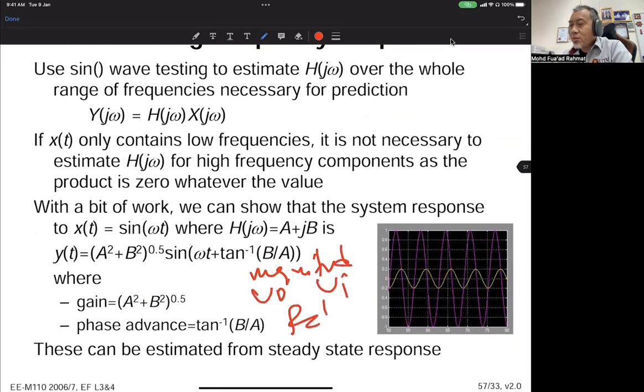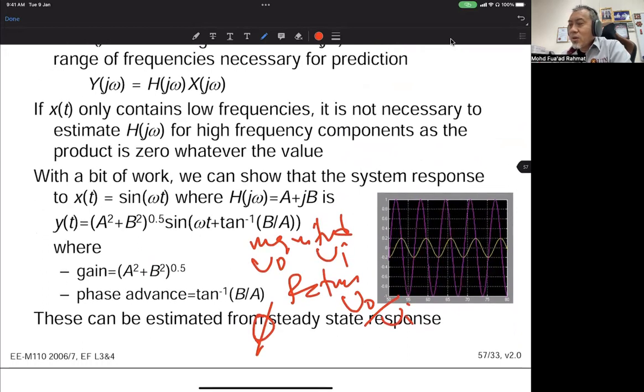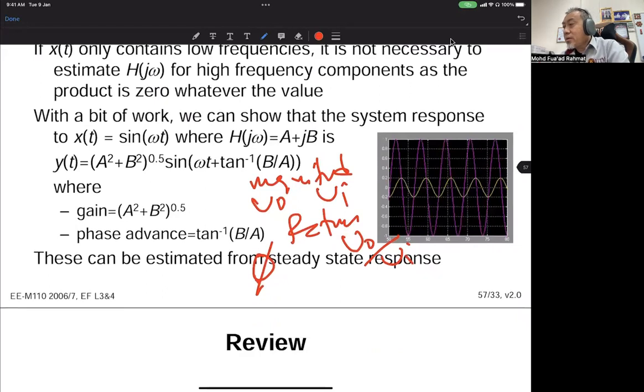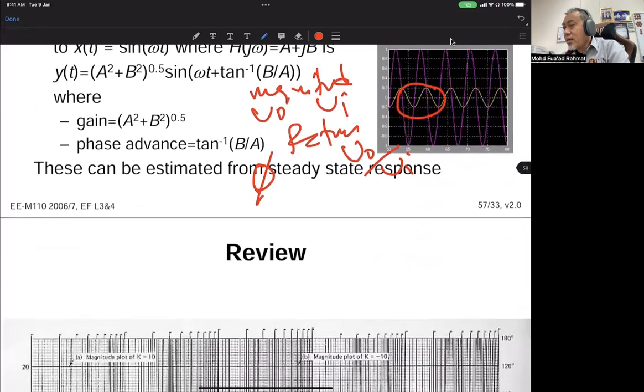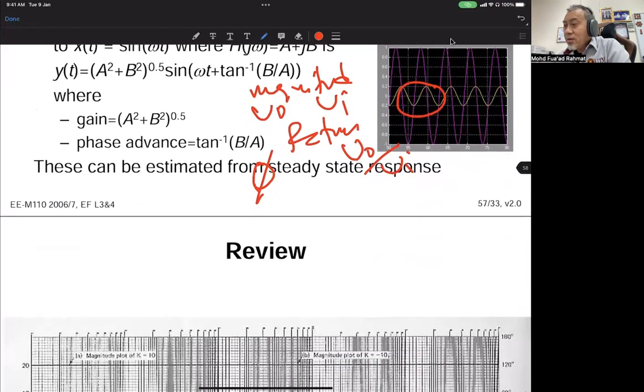Then we find the ratio V0 over V in, and then the phase lag. We have to make sure, in this case you can see that the yellow is the output, the purple is the input. So you can see that the input is leading the output. The purple is leading the yellow line. So the phase lag is negative.